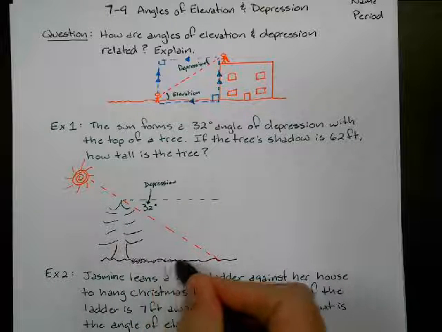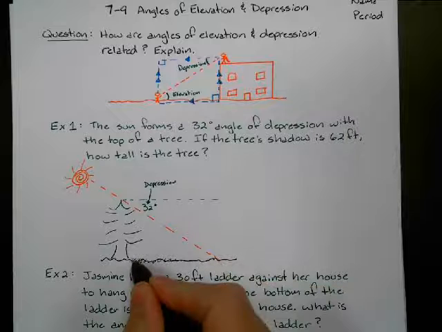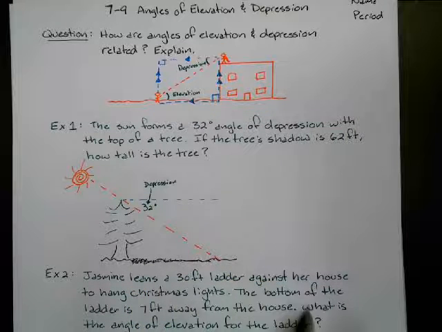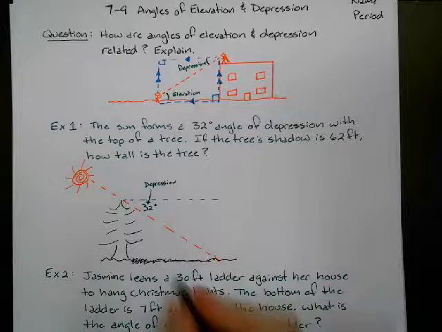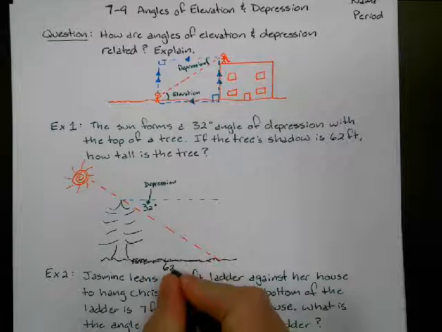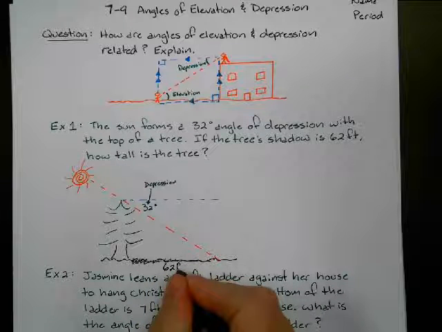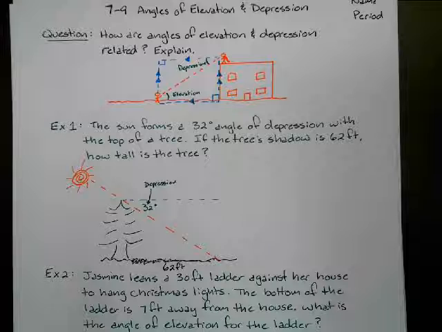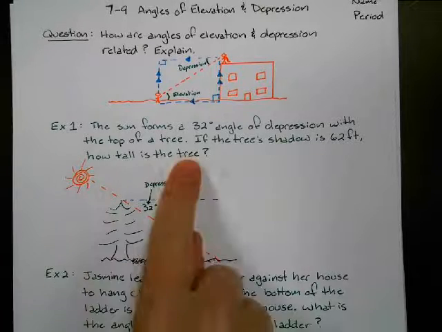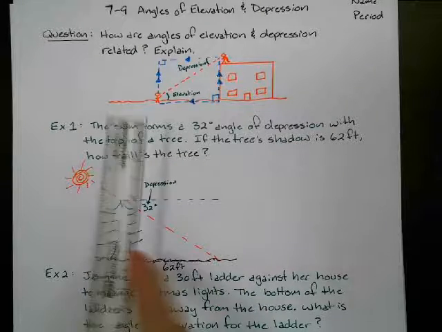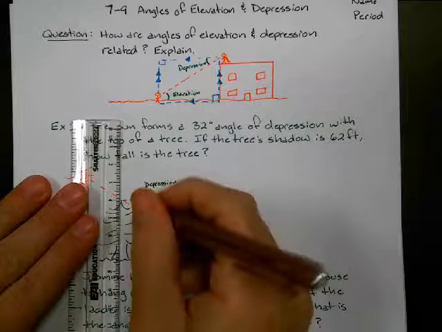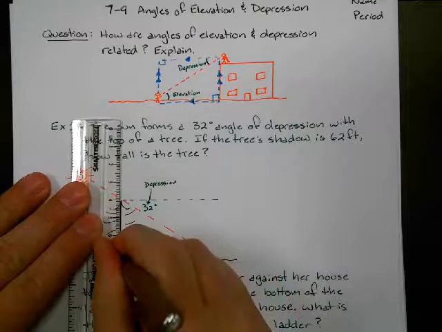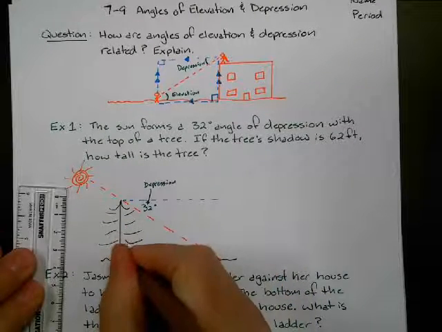So there's the shadow of the tree on the ground, and it says the shadow of the tree is 62 feet. So here's my shadow down here. This is 62 feet. All right, how tall is the tree? I'm going to assume that this tree goes up and down, as trees do, vertically. I'm going to assume that this is my 90-degree angle.